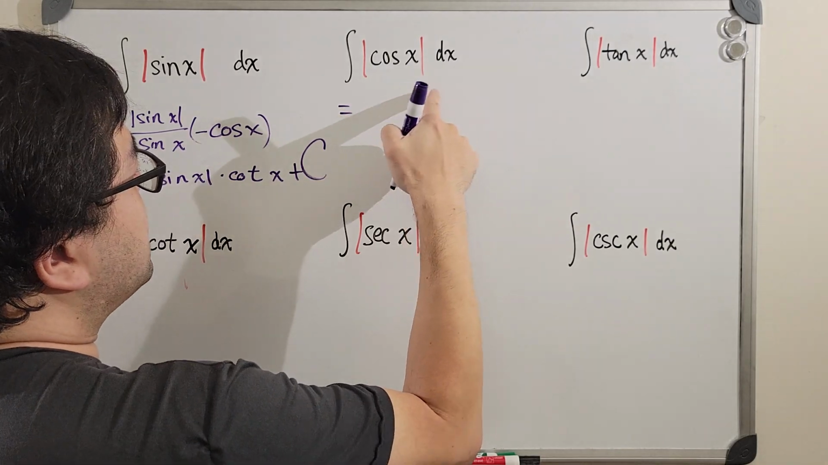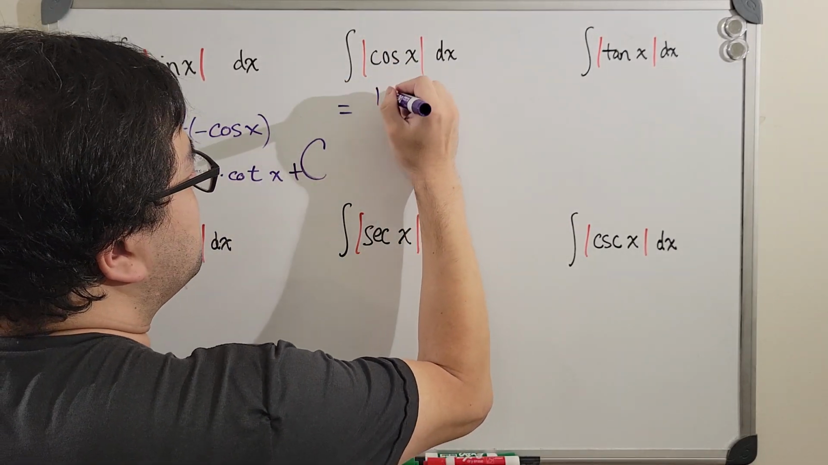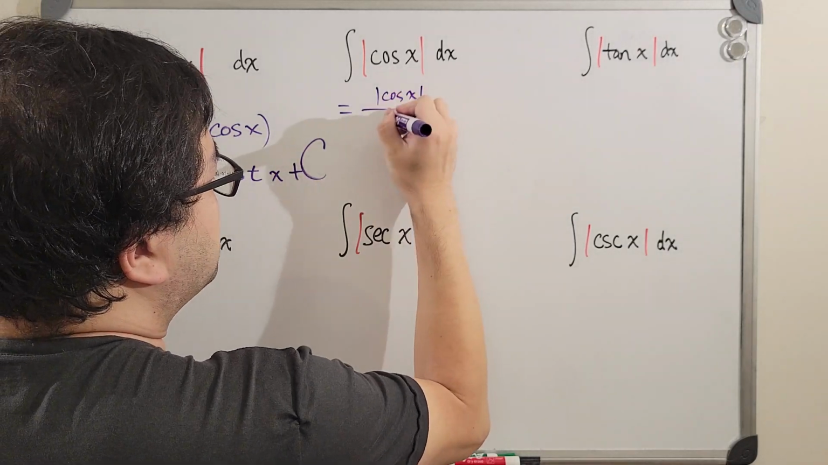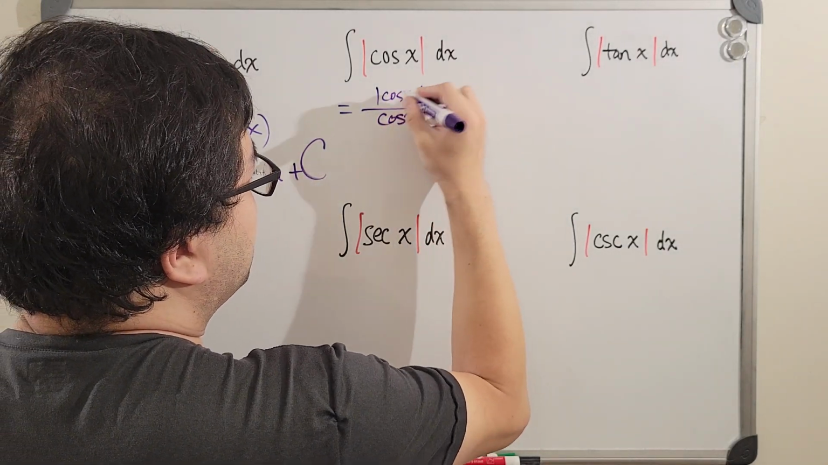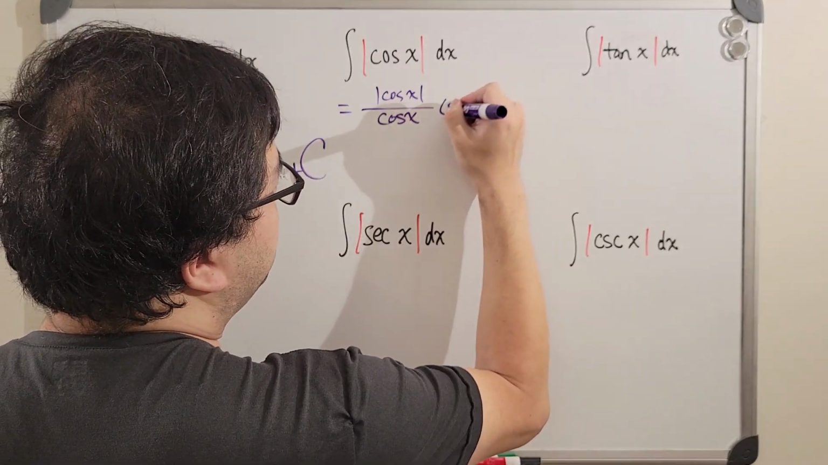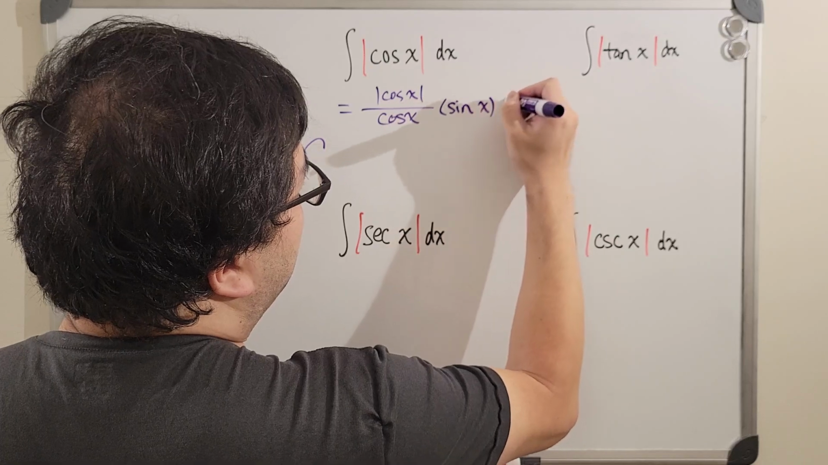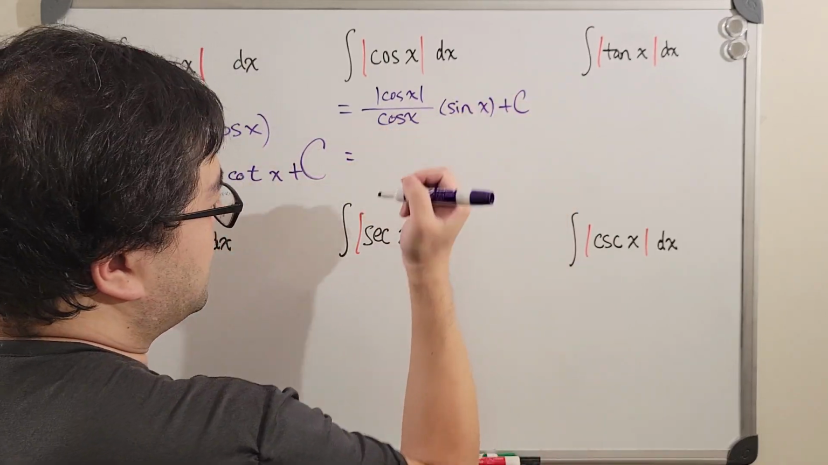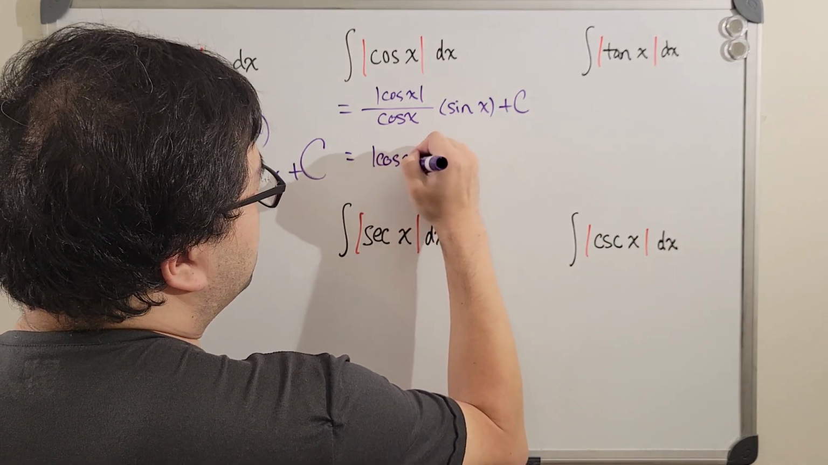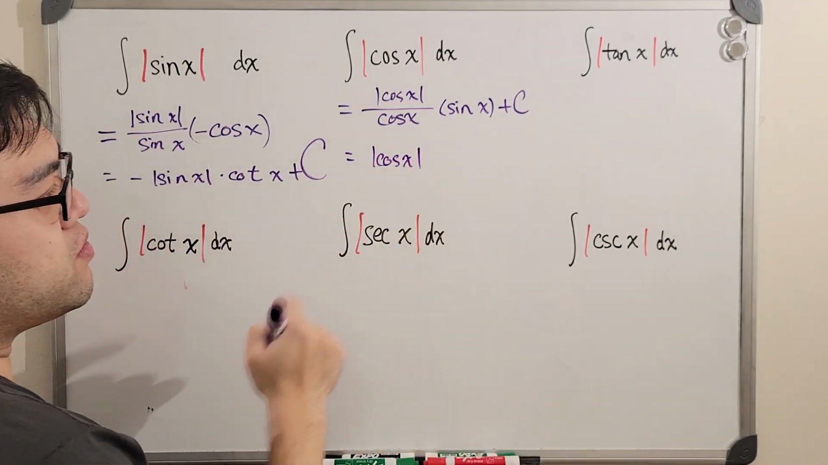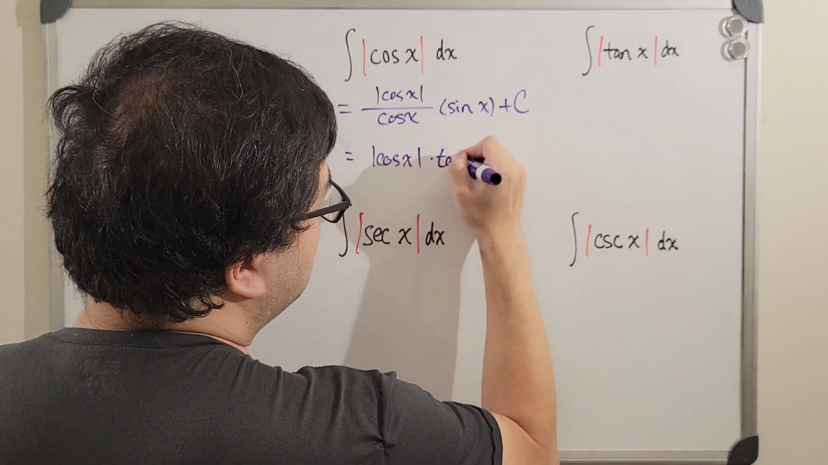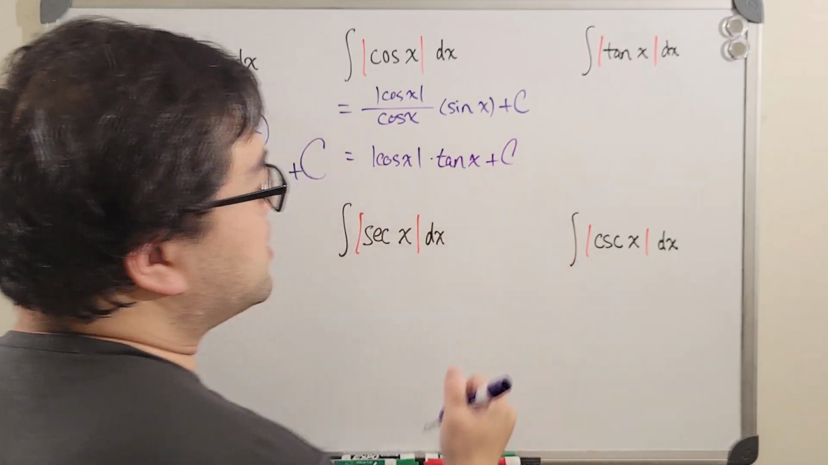Similarly, we will be able to get the results for the rest using the same method. So for absolute value of cosine, we will get absolute value of cosine over cosine itself times the antiderivative. Again, it will just be sine. And then don't forget the plus c. And again, if we want to simplify it, we can combine together so that we have absolute value of cosine, which is in the numerator, times sine over cosine, which gives us tangent of x plus c.